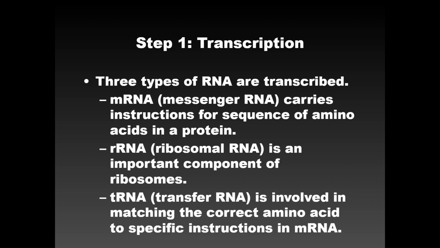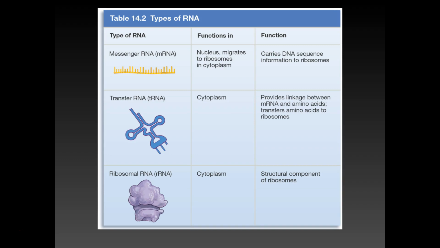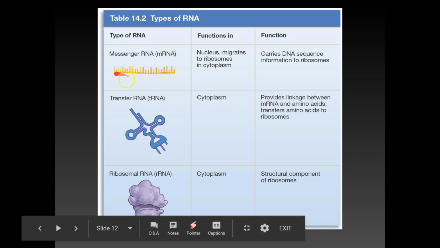So mRNA is the transcript. It's the instructions for building. rRNA is the ribosome. It actually does the building. And tRNA is what brings in the amino acids to join up and form that big protein. So here's just a picture of them. It shows you where they live. This is your transcript here.